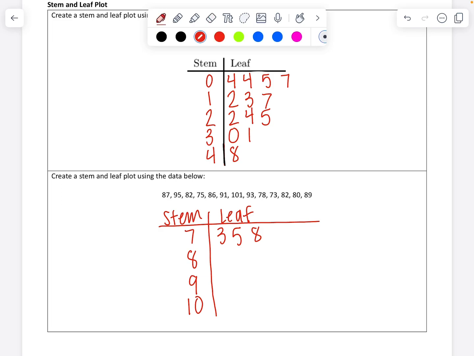And then I move on to the 80s, and I have 87, 82, 86, 82, 80, and 89. Okay. So I'm going to start with 80. So I'm going to put a 0. Then I have 82 and 82. So I have two 82s. So I'm going to put 2 and 2. Notice how I'm lining them up nicely. Then we have 86 and 87. So a 6 and a 7. And then a 9 for 89.